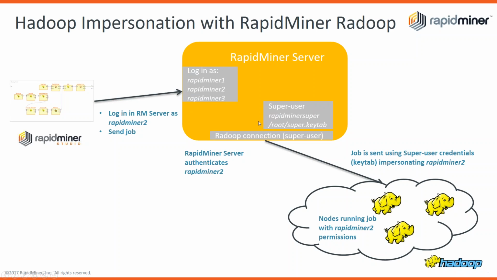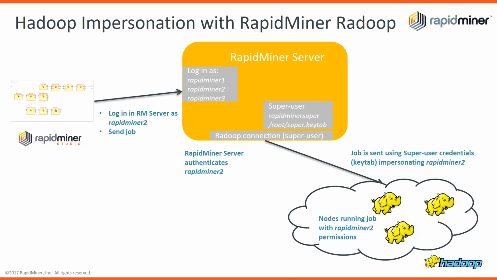In this case, you would need the RapidMiner server, which acts as a kind of proxy, right? So whenever a user in RapidMiner Studio logs in to the server as RapidMiner user 1, 2, or 3, whatever, then the connection is done as super user, and then this one impersonates the initial user, right? This simplifies a lot the configuration, and it is a more secure environment.